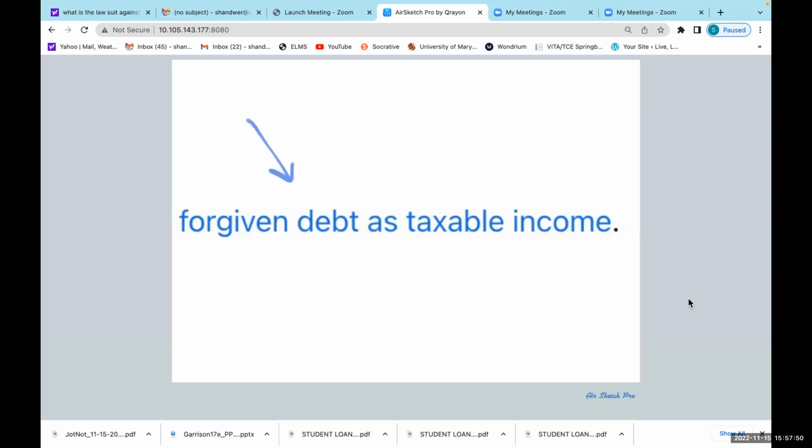Forgiven debt, by the way, outside of the forgiveness program that President Biden has proposed, for these other programs is usually going to be taxable income, except after 2025. So after 2025, keep in mind that you might be on a program that won't have forgiveness until 2030 or 2035. That might be taxable under the law that exists then.